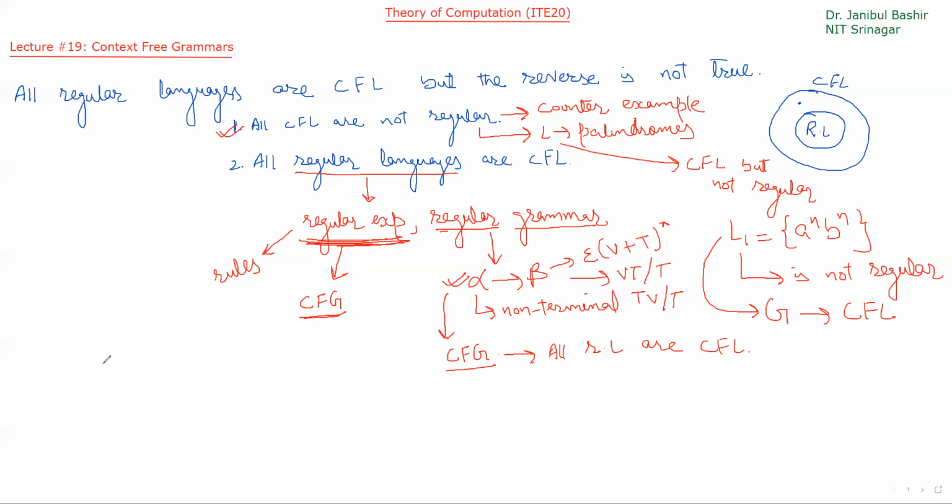So let me give an example of how we can generate a regular expression using a context-free grammar. Let's suppose you have to generate this type of regular expression, a star. So a star represents which language? This language. And this is a regular language.